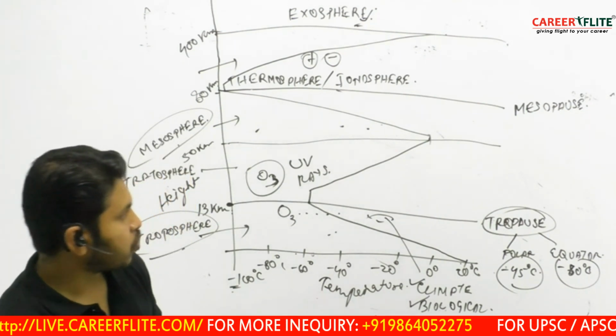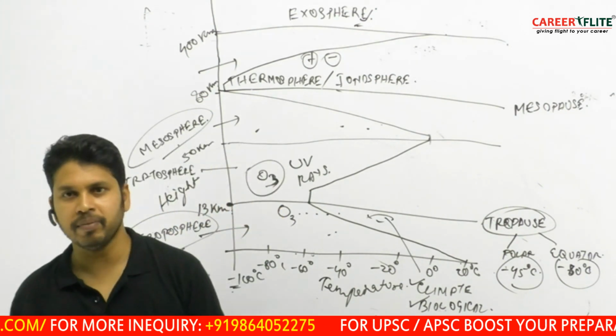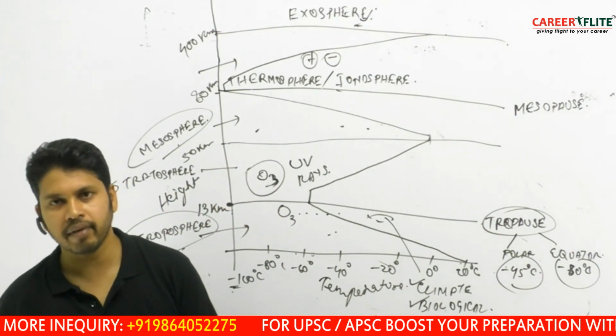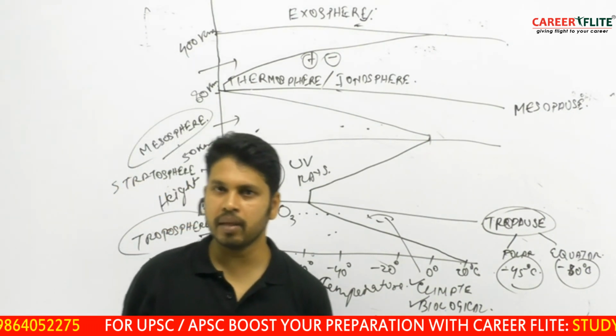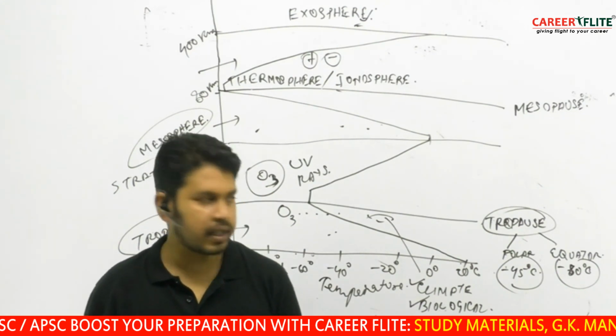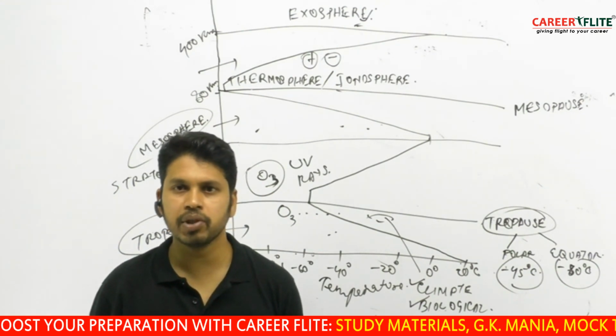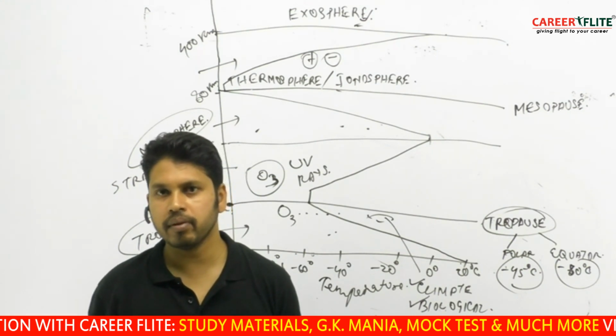So in this class we have talked about the different composition and structure of the atmosphere. In the next few chapters we are going to deal with the different climatic phenomena, the heat budget of the Earth, how much insolation comes, how much terrestrial radiation goes out, and the factors responsible for the distribution of temperature on the surface of the Earth.